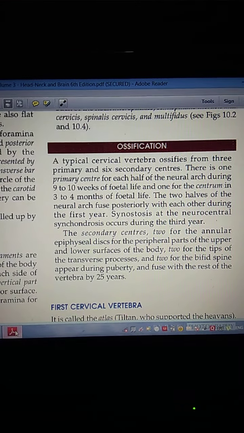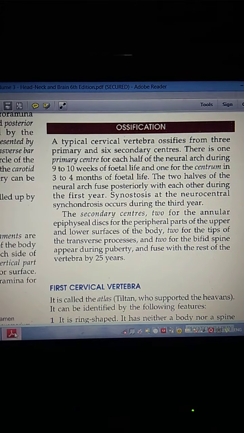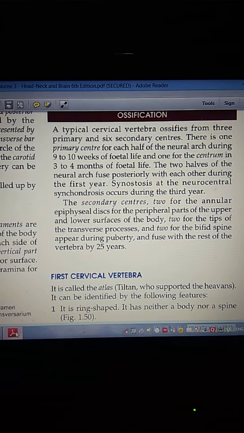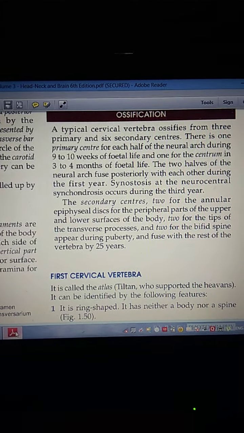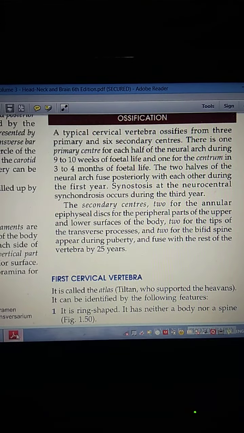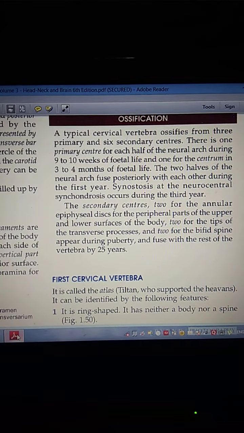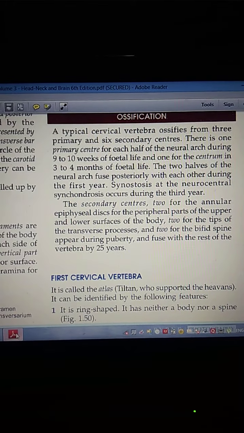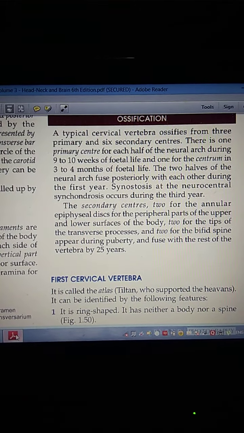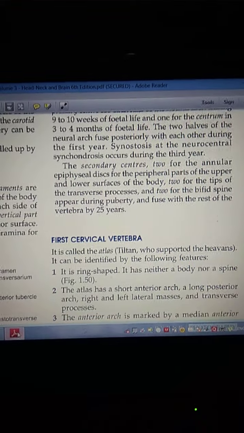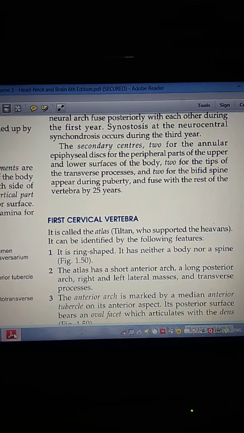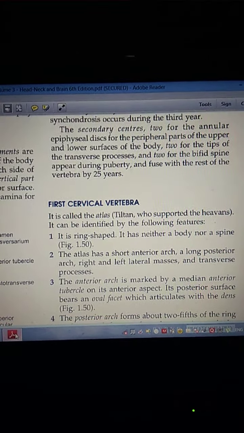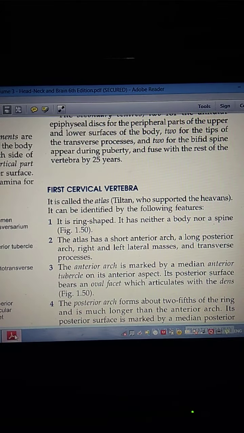Ossification. The typical cervical vertebra ossifies from 3 primary and 6 secondary centers. These are the primary centers: the neural arches appear during the 9th to 10th week of fetal life, and the centrum in the 3rd to 4th month of fetal life. The secondary centers are the annular epiphyses for the peripheral parts of the upper and lower surfaces.